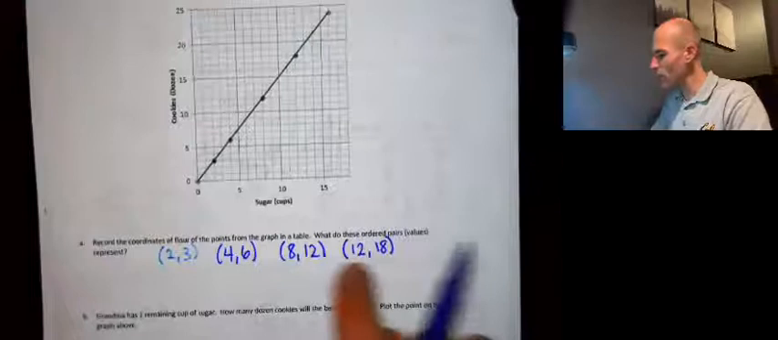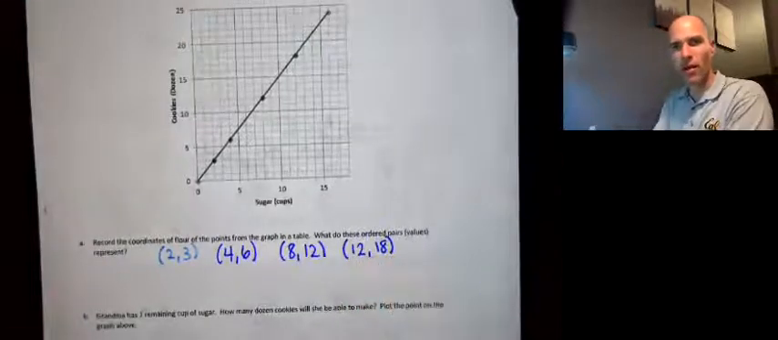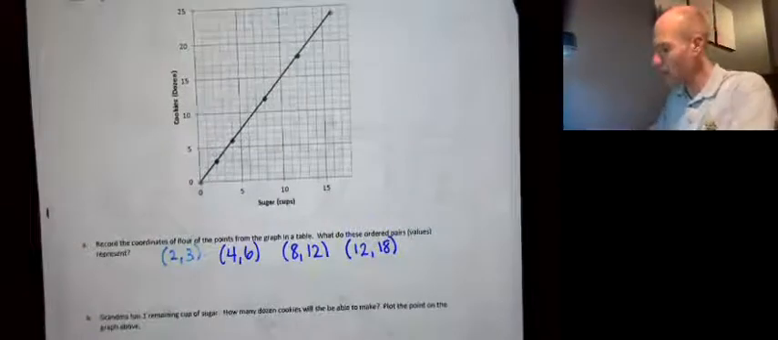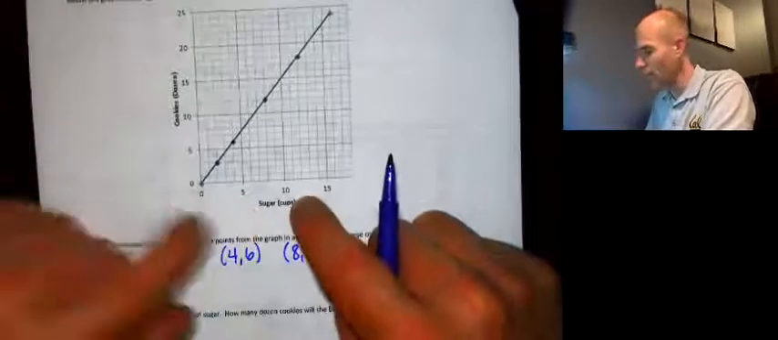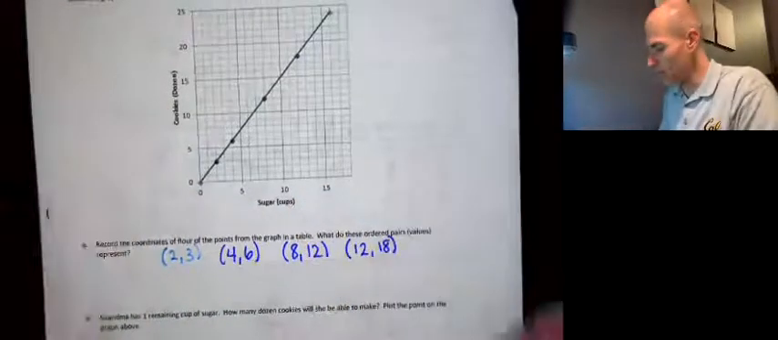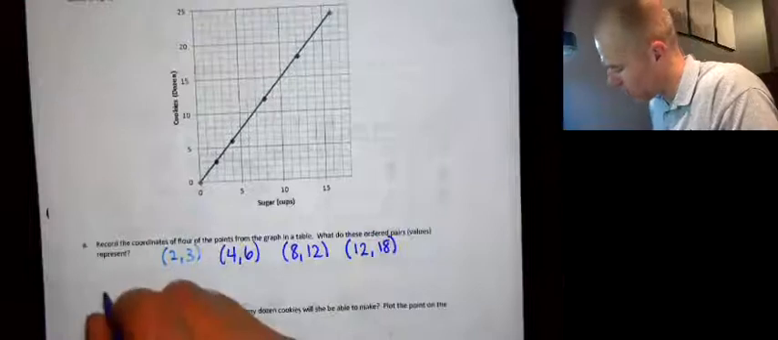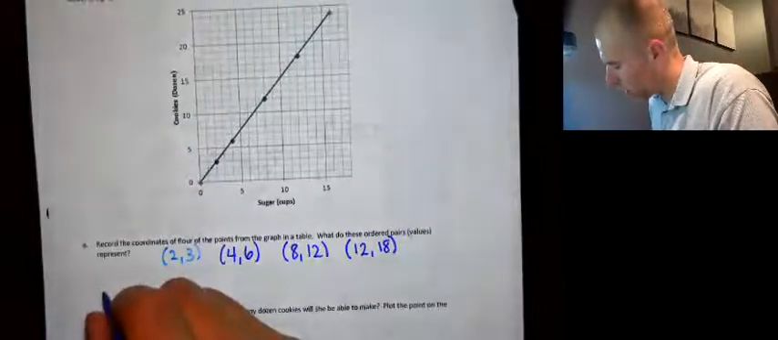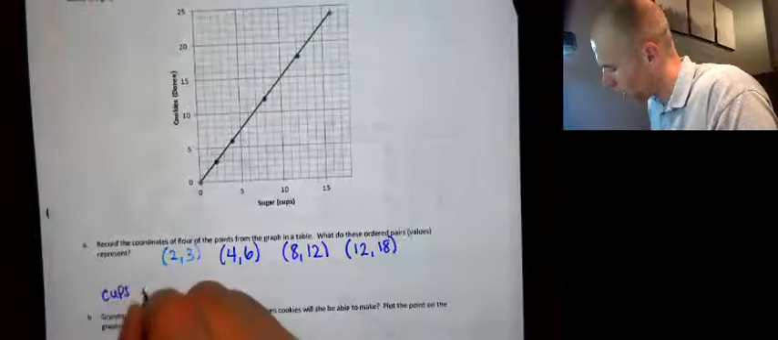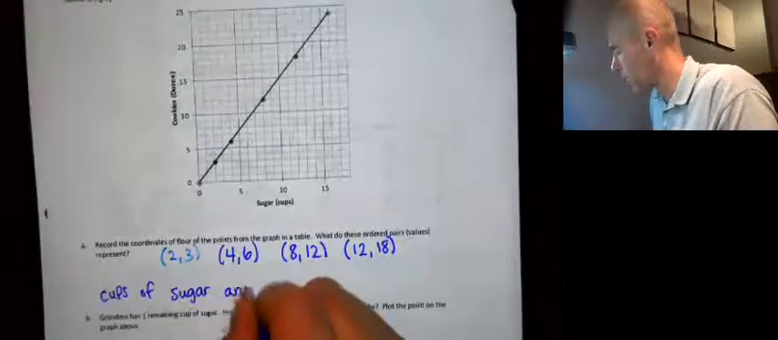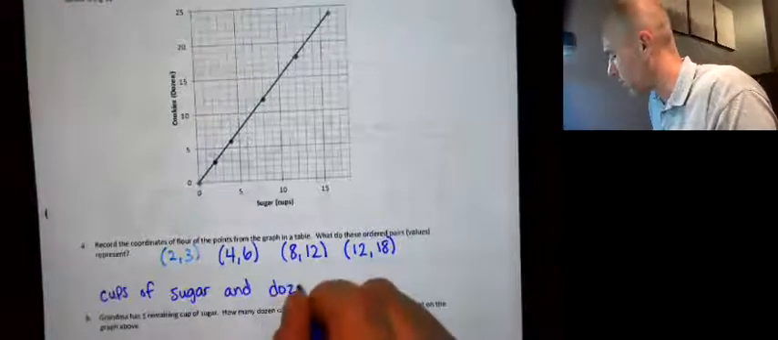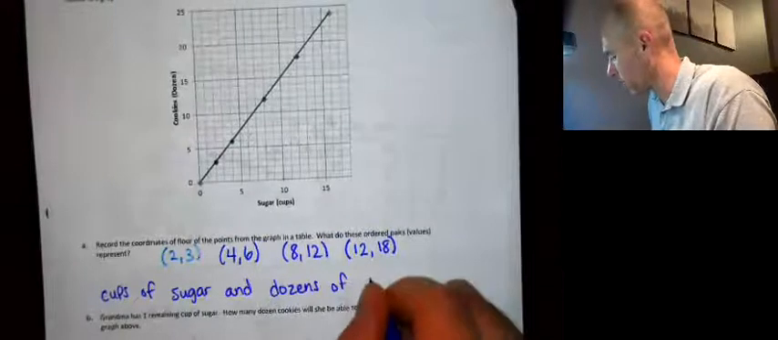It says, what do these ordered pairs represent? So this is just checking your ability to read a graph. The first number represents the number of cups of sugar you need. And the second number represents how many dozens of cookies you get. So we can just write cups of sugar and dozens of cookies.